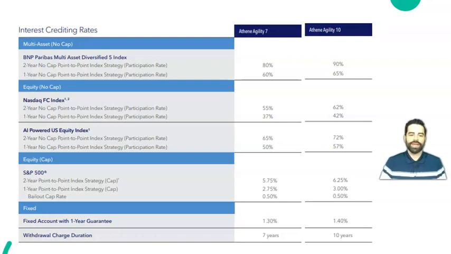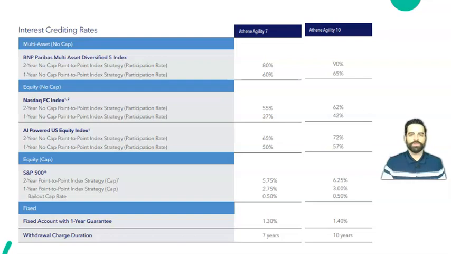Now notice the bailout cap rate. Remember that bailout cap rate is if that rate goes below that 0.5%, both on the 7 and 10, you have access to all your money without those fees and surrenders for those 30 days. The fixed account is a 1.3 on the 7 and a 1.4 on the 10.